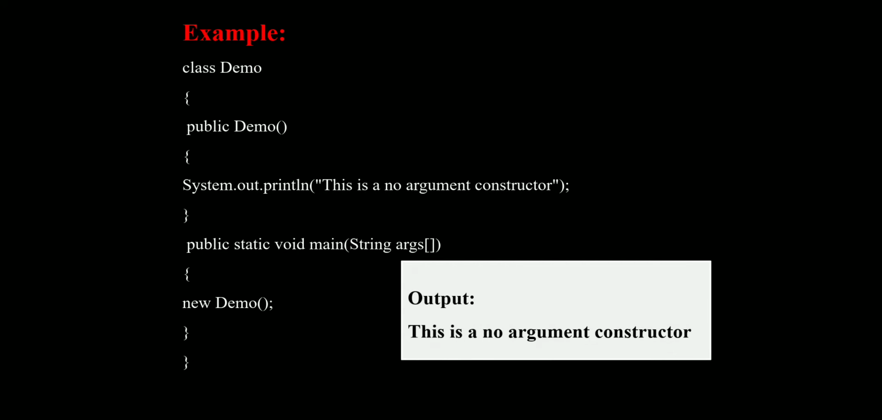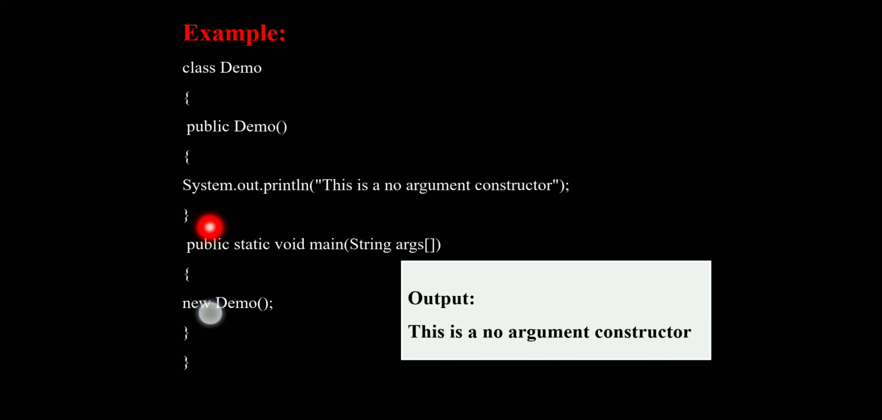And here is the example of the default constructor. In class Demo, we are going to write the constructor, declaring a constructor with public Demo. In this constructor, we are going to print using System.out.println, which is the output statement, the text "This is no argument constructor".